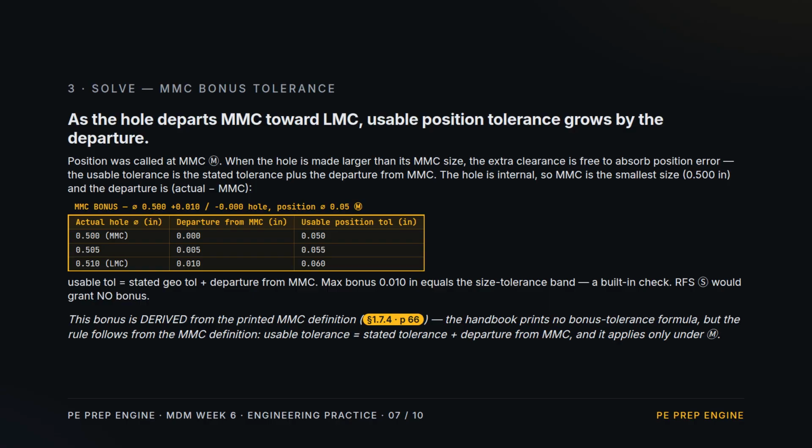Solve Problem 4. The maximum material bonus. Position was called at maximum material, so when the hole is cut larger than its tightest size, that extra material is free to absorb position error. The usable tolerance is the stated tolerance plus the departure from maximum material. At the tightest hole, there's no bonus. At the largest, the full 10/1000ths size band adds on. Position grows from 50 to 60/1000ths. Regardless of feature size would grant none of this.